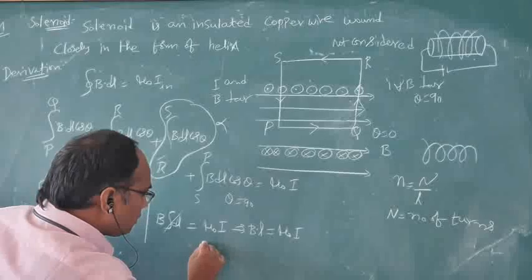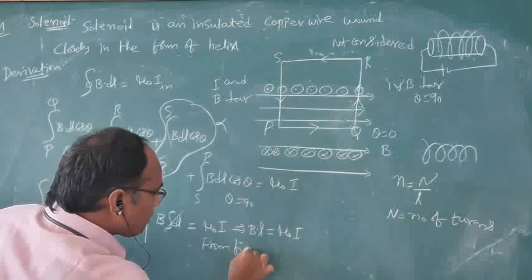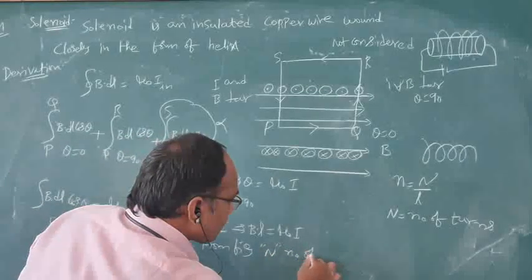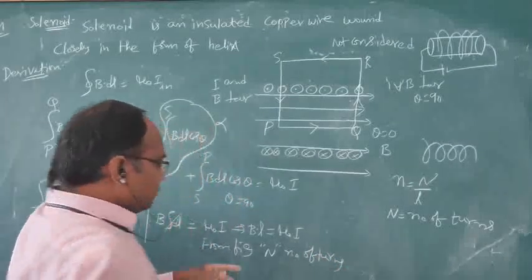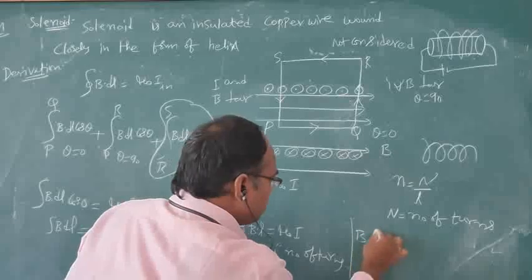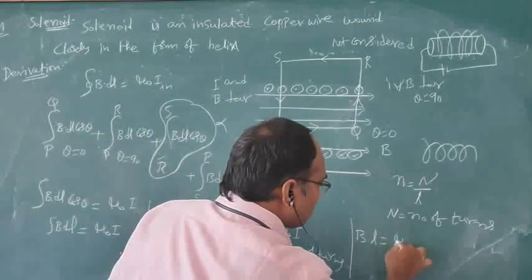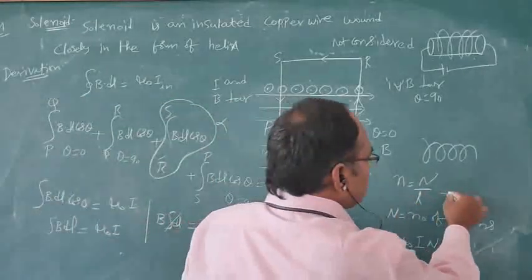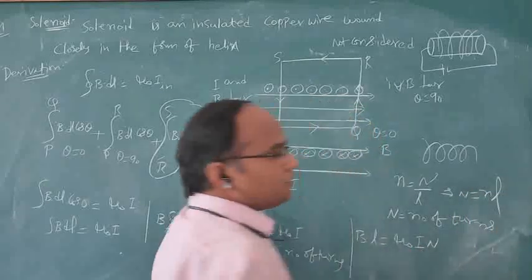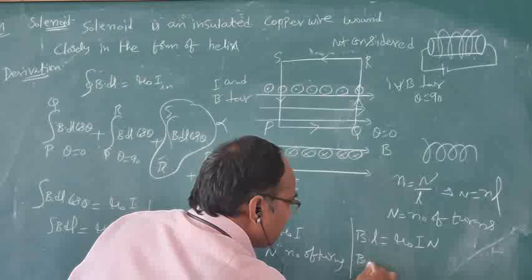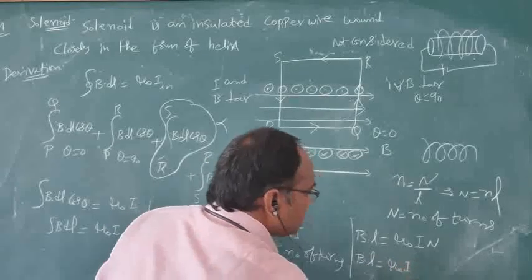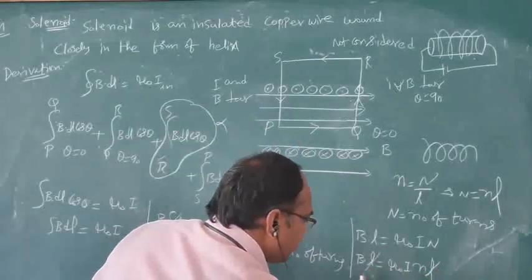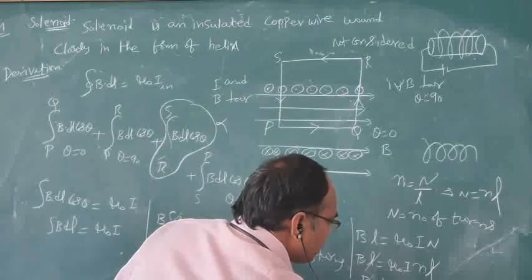So from the figure, what can we write? N is the number of turns. So B into L is equal to mu naught I into N. Here, N is equal to n into L. So B into L is equal to mu naught I into n into L, so L cancels. We can write it as B is equal to mu naught n I.